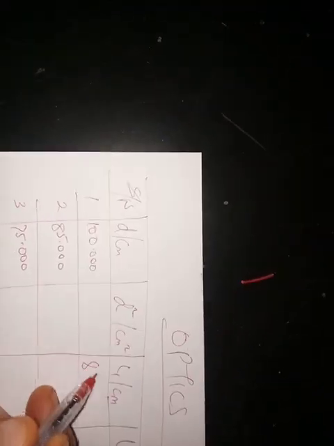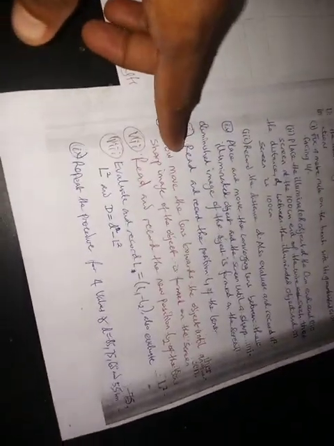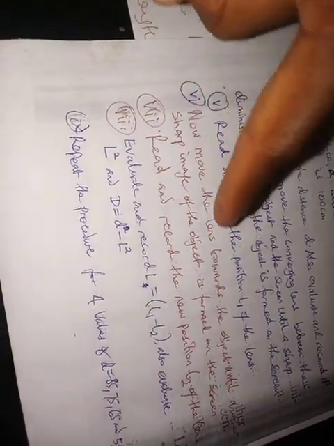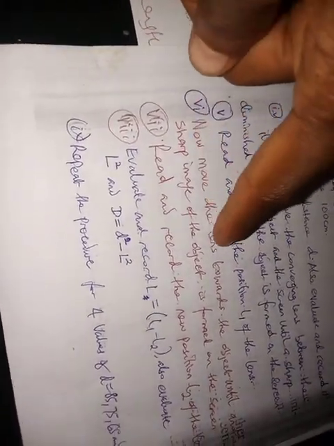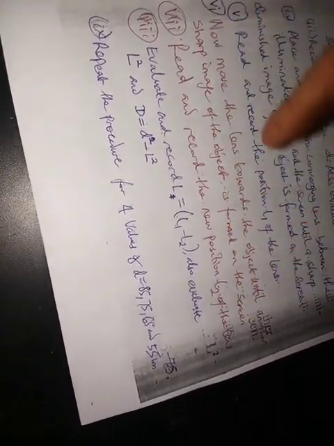So we record L1 as 81.000 in 3 decimal places. Then we repeat the same procedure. Now move the lens towards the object until another sharp image is formed on the screen. Read and record the new position as L2.